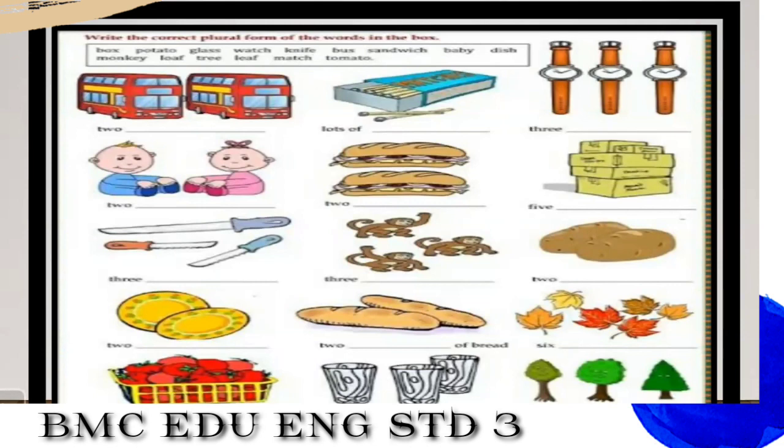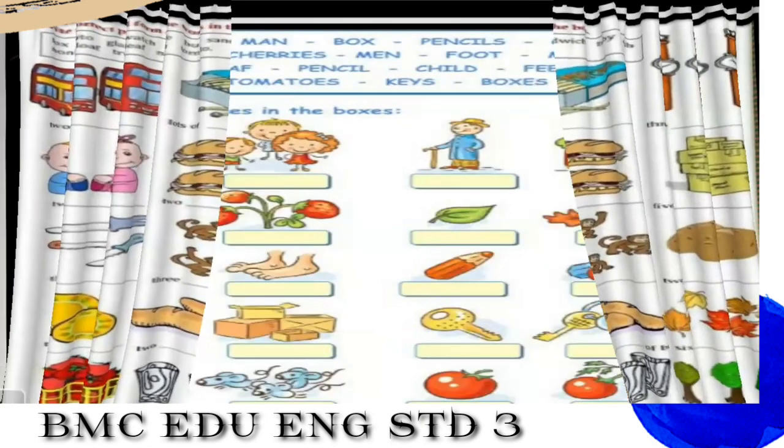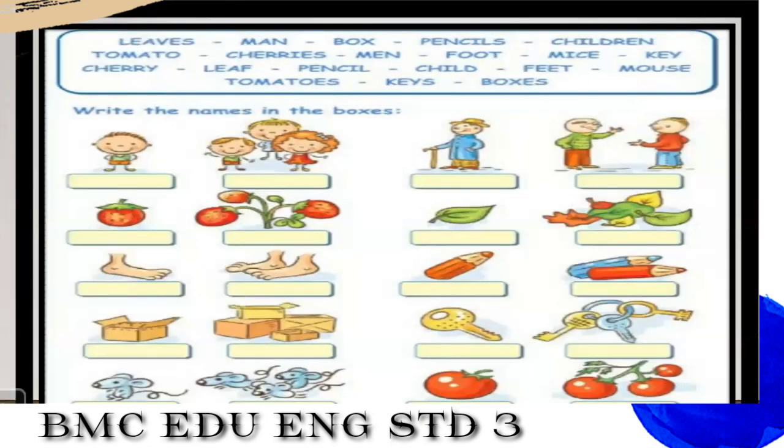So in this way, you have to complete this, fill in the blanks. You have to choose correct answer from the bracket. And the second one is what? Write the name in the boxes. You have to write the names in the boxes. So in first picture, what is given there? Child. In second, children. Second box, you will write children. So like this, you have to choose the correct word from the box and fill in the boxes. So I hope all of you have understood the concept of singular and plural.